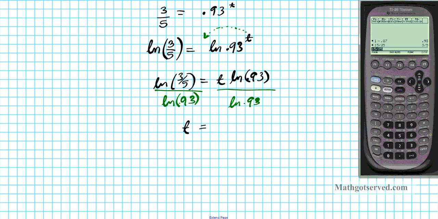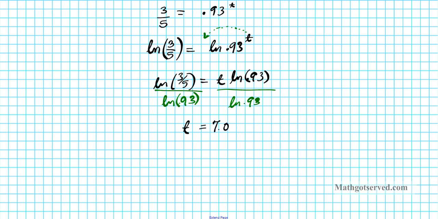We're going to compute the natural logarithm of 3 over 5 divided by the natural logarithm of 0.93. All right, and the answer is 7.039, or approximately 7.04. So t is equal to 7.04 years.